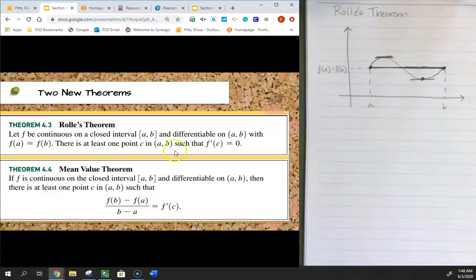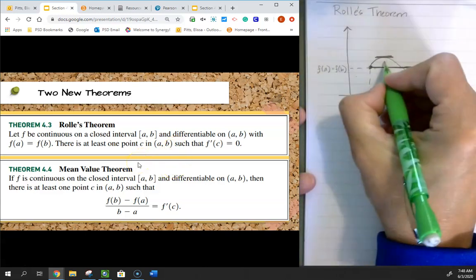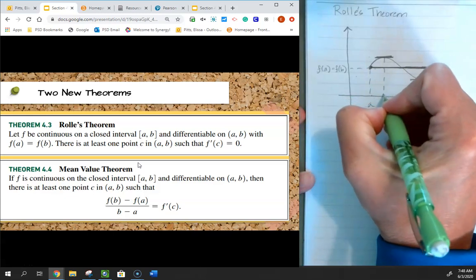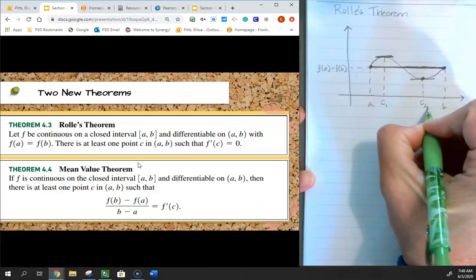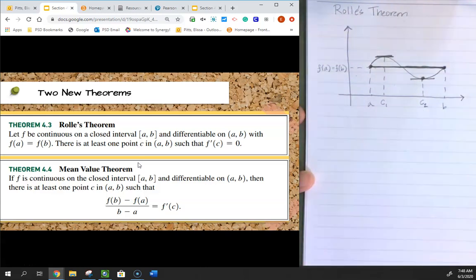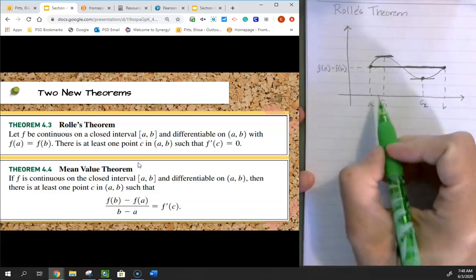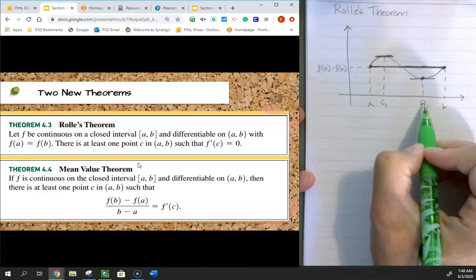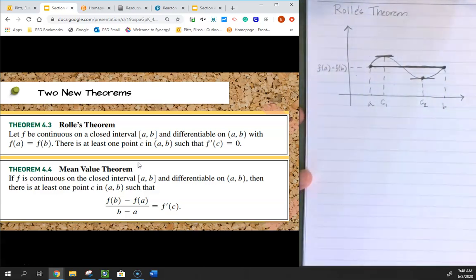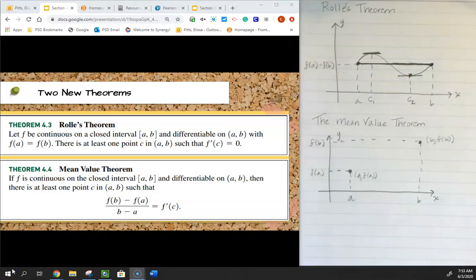So that's what Rolle's theorem is saying, that there is at least one value of c. In this case, we have c1 and c2. We have two places where f'(c), the derivative of the function at c, is equal to 0. The slope of the function at c is equal to 0. We're going to extend this thought to the mean value theorem, and the mean value theorem actually encompasses Rolle's theorem, so we don't need Rolle's theorem if we understand the mean value theorem.